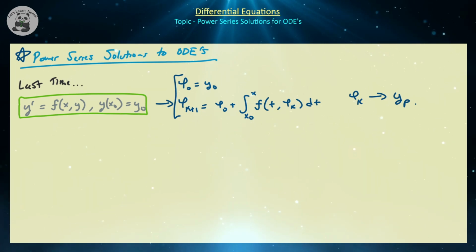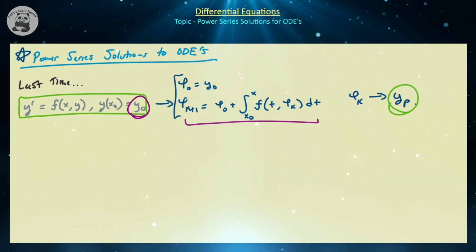And we can use Picard's iteration method to converge to that solution y_p. That is based on that existence and uniqueness theorem, with the initial iteration set to be equal to the value y0, and phi k plus 1 builds on top of that original function by typically adding terms.